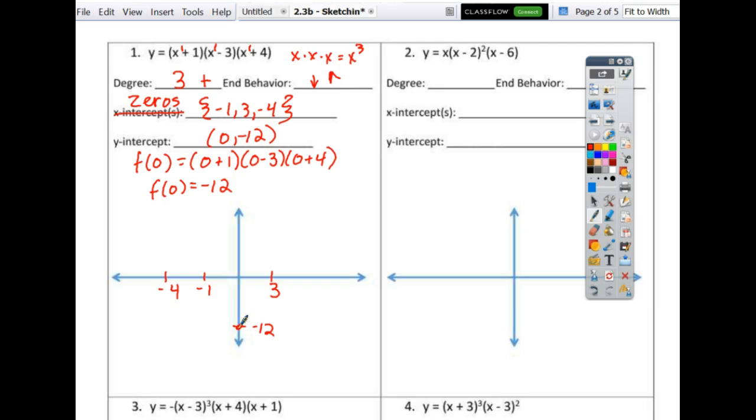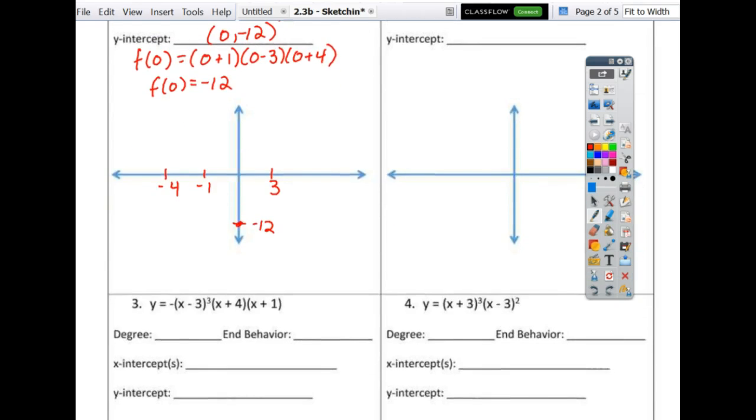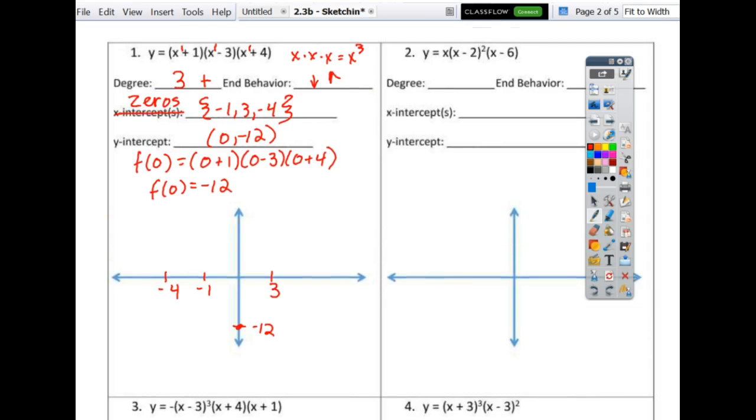So here's the only new part. So if I look here, if I look at the parentheses on the outside, do you see this one has a 2? And number 3 has a 3. But this one doesn't have one, and this one doesn't have one. So if it doesn't have one, what's the exponent? 1. So anytime you have an exponent of 1, at that point, you have to go through the axis. If it's an exponent of 2, or an even exponent, we're going to get a bounce. It's a point of tangency.